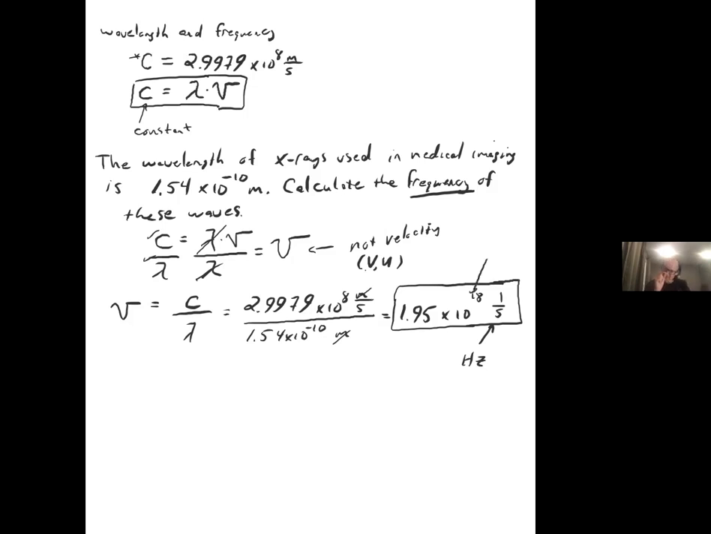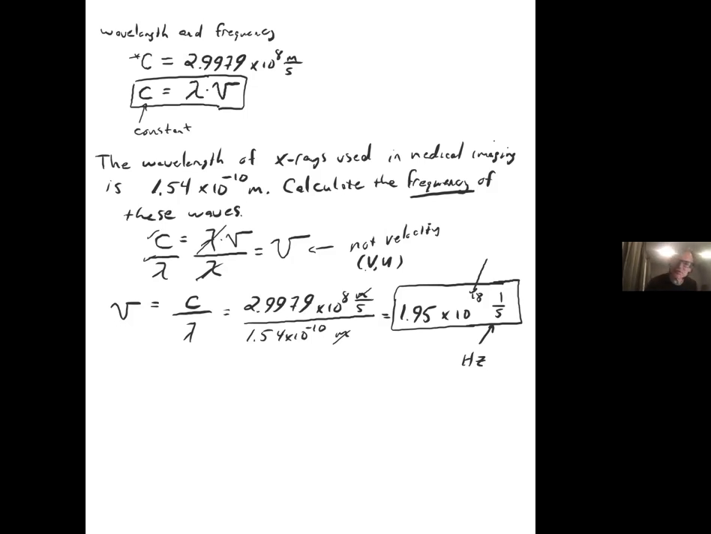That means it's undergoing an oscillation 10 to the 18th times per second. It's unimaginably fast. But that's the nature of electromagnetic waves. They have very, very high frequencies, high vibration rates, and they have very, very small wavelengths. At least many of them have very small wavelengths.